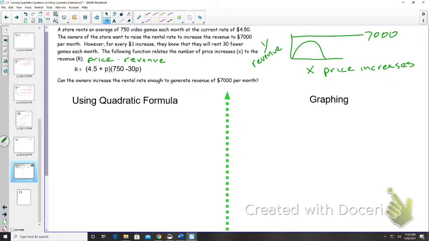But we don't necessarily know if those lines are going to intersect, because it's the beginning of the problem. But this is kind of just our setup. This is a maximization parabola, which we've seen before. And we want to know if we can ever make $7,000 per month. So my y, this is the y value, right? It's a horizontal line. So we're trying to see if this quadratic equation right here will ever equal 7,000.